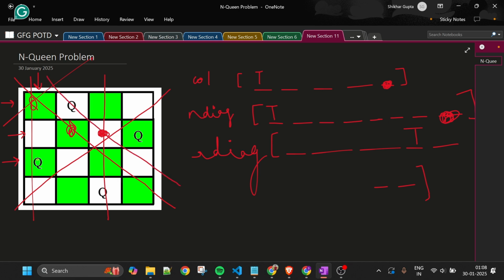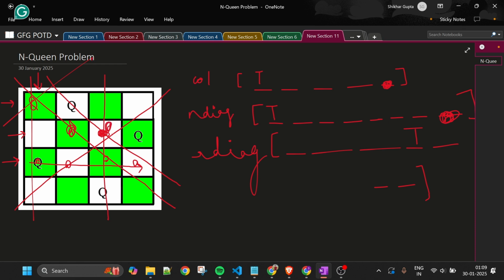Now I move to here. In the third column, I move to here. Can I fill queen here? No, I cannot fill because this column is filled. Can I fill here? No, because this diagonal is filled. Can I fill here? No, it's already taken. Can I fill it here? No, it's already taken. So in this row we cannot fill any queen, but we have to fill in each row, we have to fill one queen. So this position is wrong.